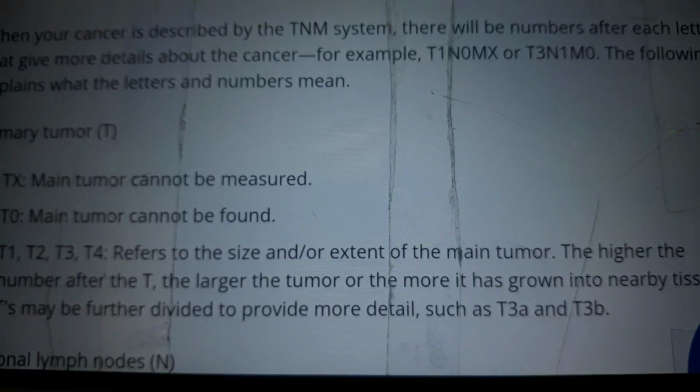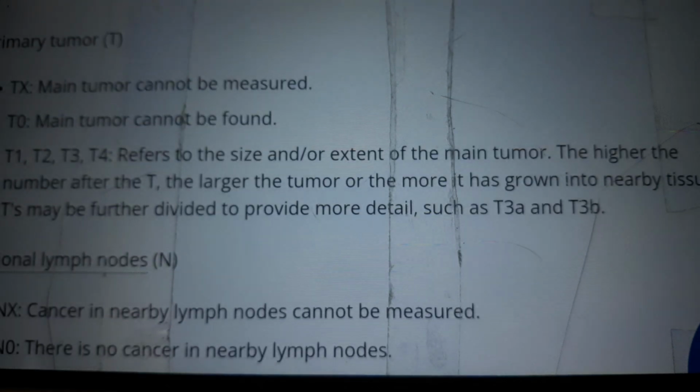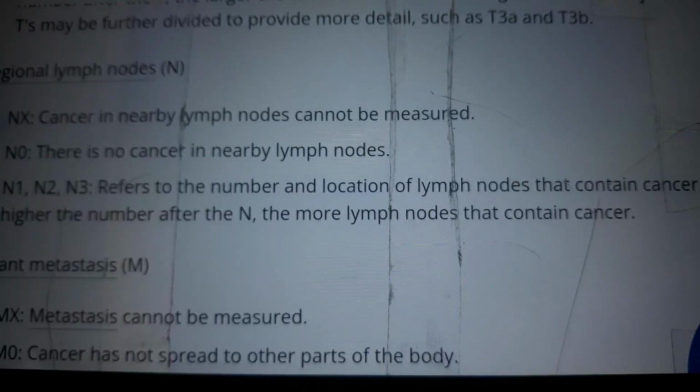When your cancer is described by the TNM system, there will be numbers after each letter that give more details about the cancer. For example, T1N0MX or T3N1M0. The following explains what the letters and the numbers mean. Primary tumor, T. TX, main tumor cannot be measured. T0, main tumor cannot be found. T1, T2, T3, T4 refer to the size and/or extent of the main tumor. The higher the number after the T, the larger the tumor or the more it has grown into nearby tissues. Ts may further divide to provide more details, such as T3a and T3b.